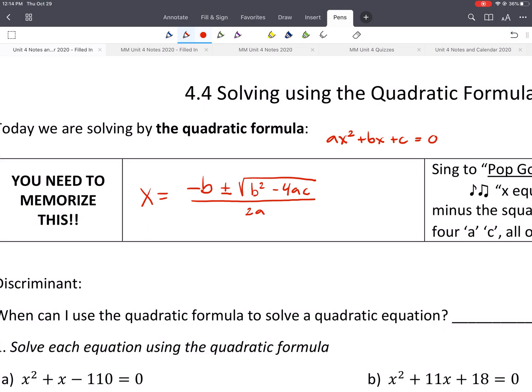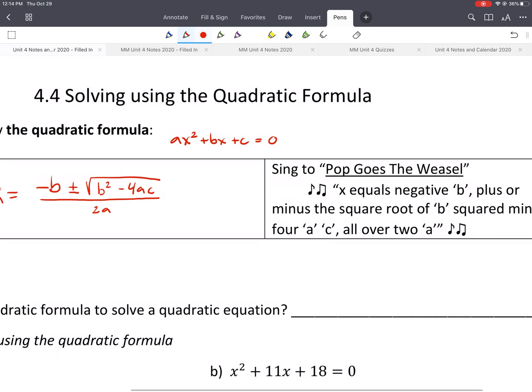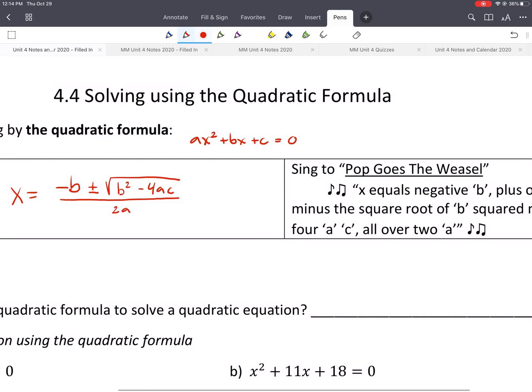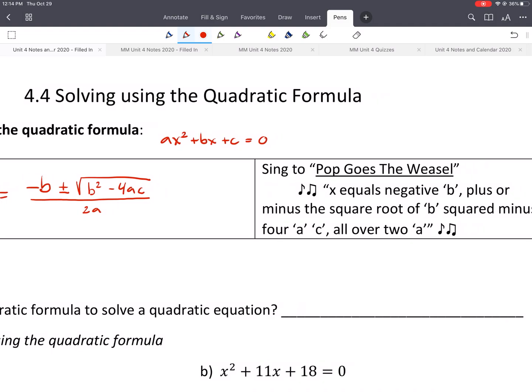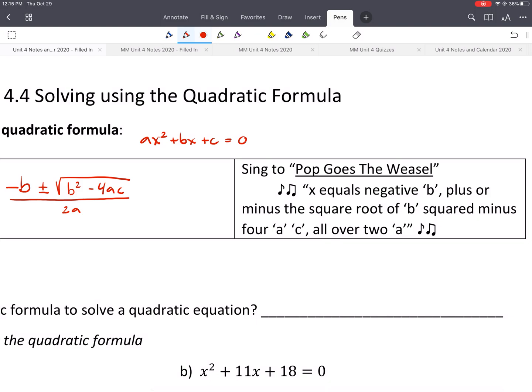Here's how you can remember this formula: using a song. It goes to the tune of Pop Goes the Weasel. Me, me, me, me, me. X equals negative b plus or minus the square root of b squared minus 4ac all over 2a.